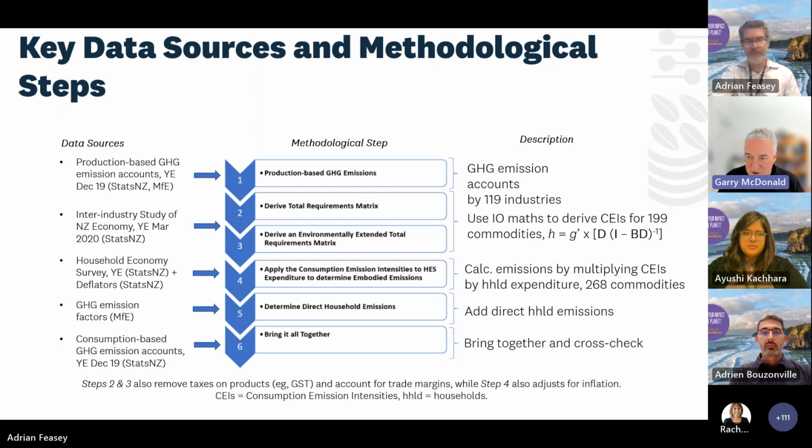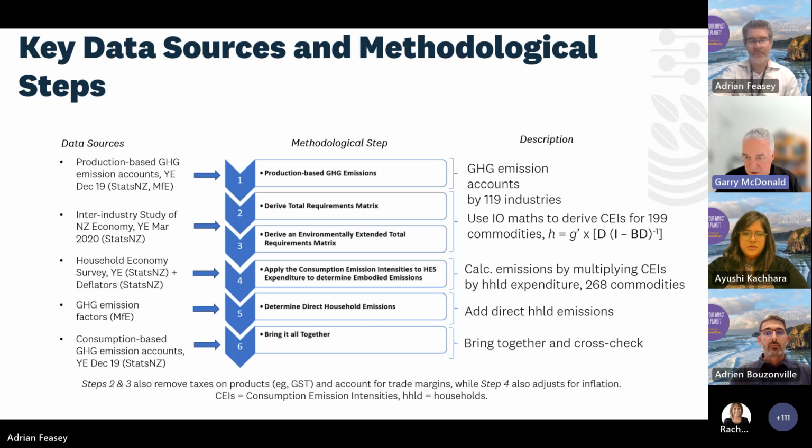We also need to allow for margins and take margins out of the commodities, and the margins themselves have their own particular consumption emission intensity. So we need to factor that in. We also adjust as we go through it, because we know that through inflationary pressures that we see in New Zealand at the moment, that year to year there's changes across time in terms of what you can buy for $1. So we've allowed for that as well.